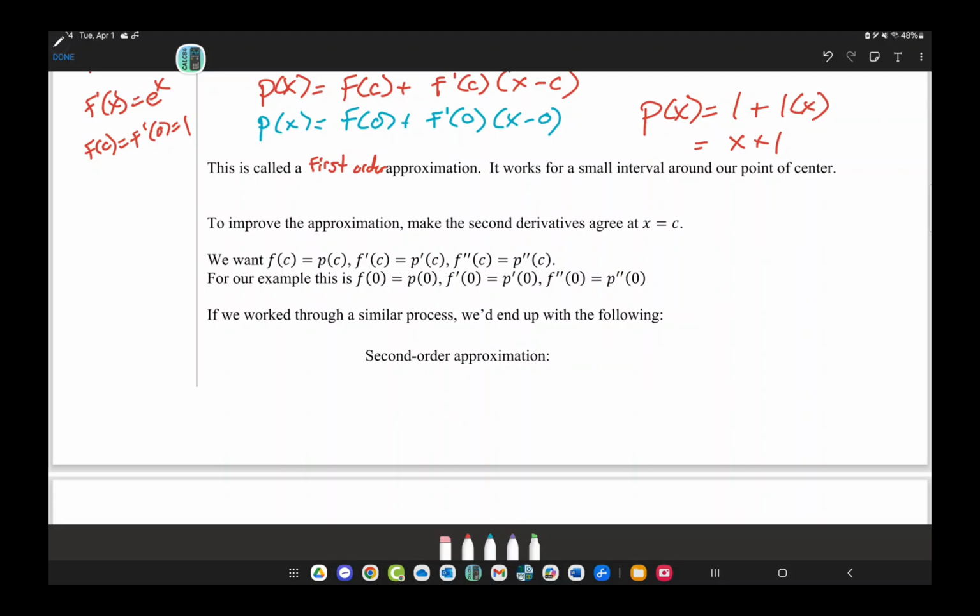So, just to show you, I will tell you what the second order approximation is, and then I'll tell you how to get to it. Our second order approximation would include the first order, which would be 1 plus x plus 1/2 x squared. That's what we'll show you on the next page.